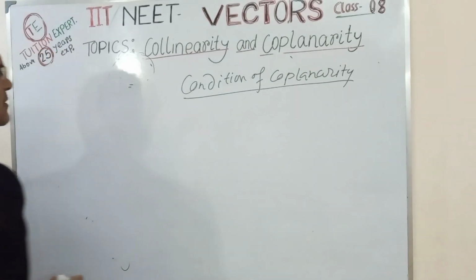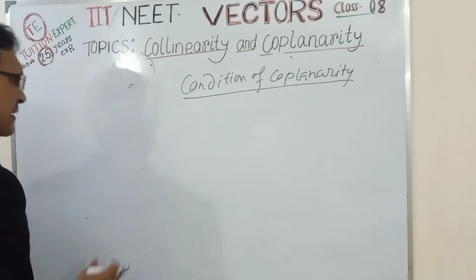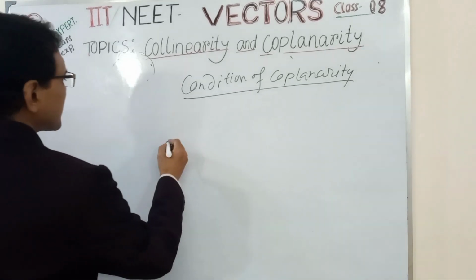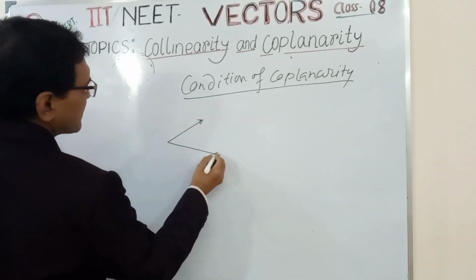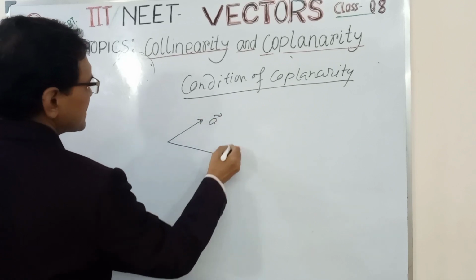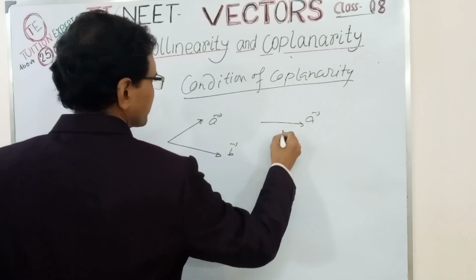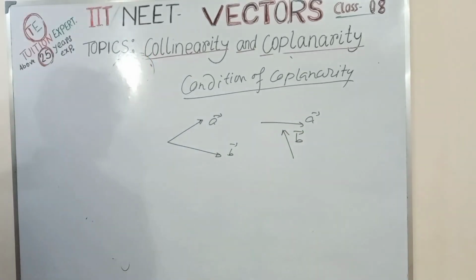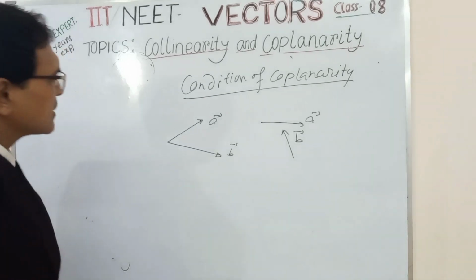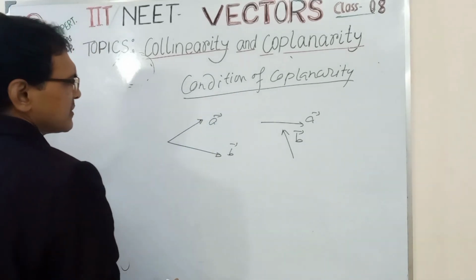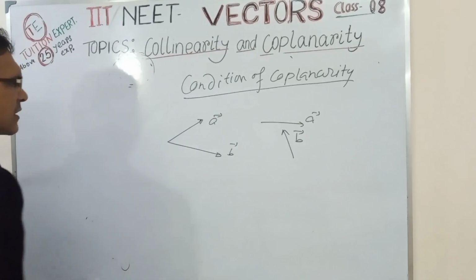Coplanarity means the vectors lie in the same plane. Two vectors always lie in the same plane. Suppose this is A, this is B. Two vectors always lie in the same plane, because we can construct a plane passing through two vectors.